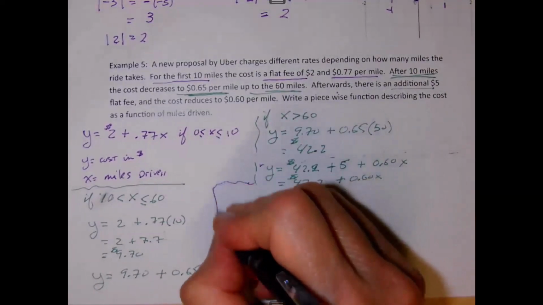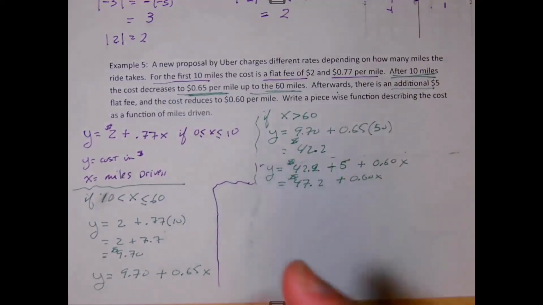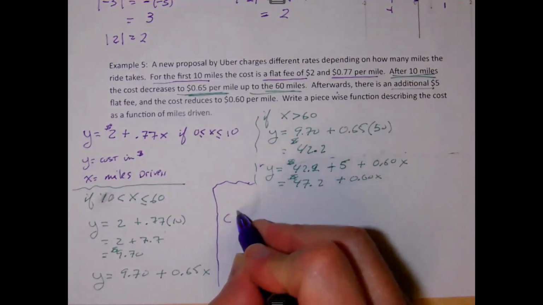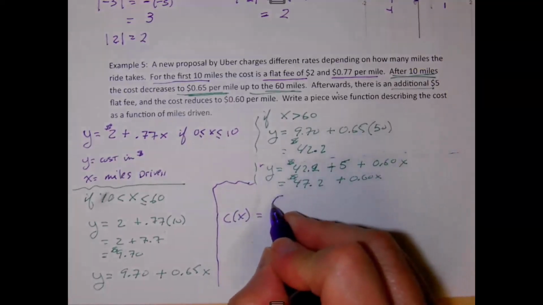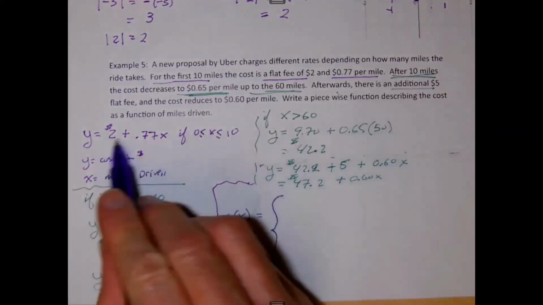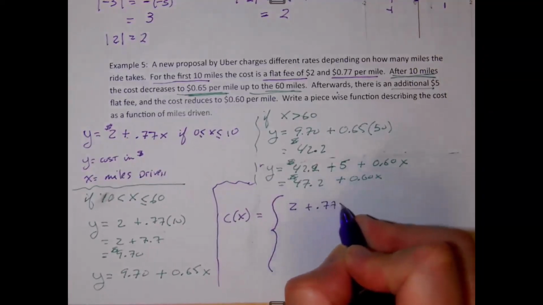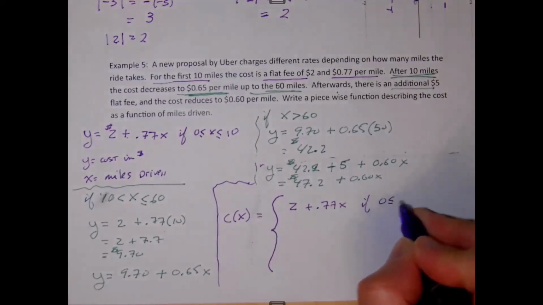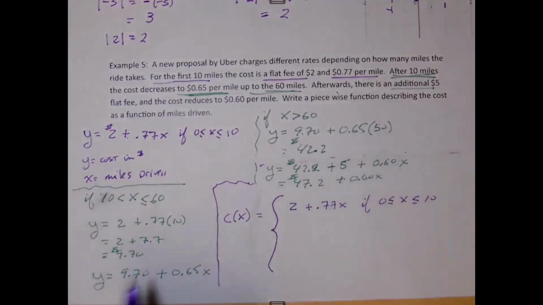This is important. I have no imagination, so I'm going to call it cost. Let's write the cost function for this. So I'm going to start writing things down. The first equation is straightforward. And again, this is if x is between 0 and 10.